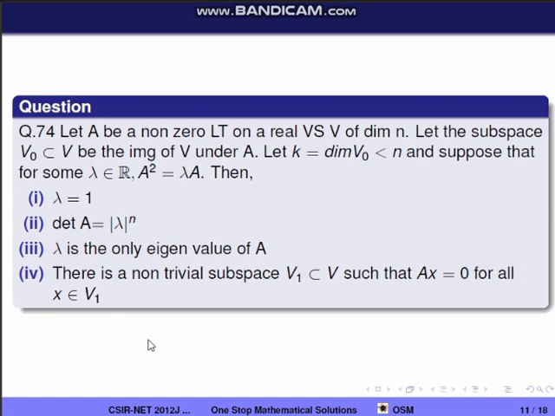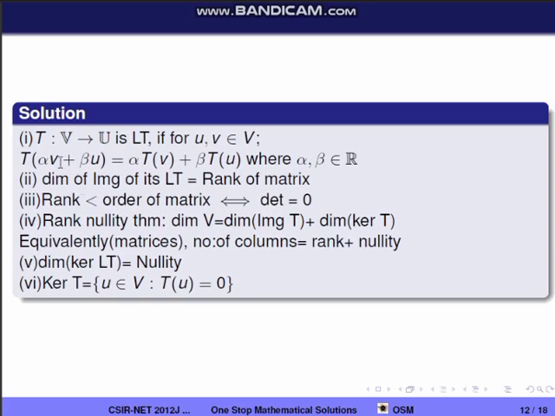So first of all, let us check the concepts. T from V to U is called a linear transformation if for u, v element of V, T of alpha v plus beta u should be equal to alpha into T of v plus beta into T of u, where alpha, beta are real numbers. Second, the dimension of the image of a linear transformation will be equal to the rank of its matrix representation. And if the rank of a matrix is less than the order of the matrix, then the determinant is equal to 0, and conversely also it is true.